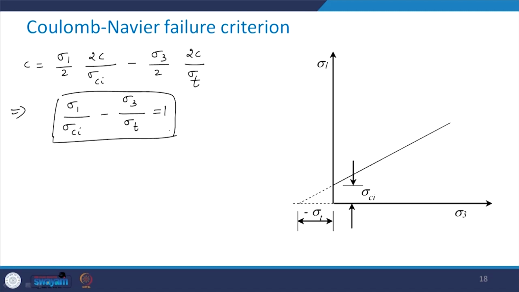And this is what has been plotted in this figure, which is a plot between sigma 1 and sigma 3. On the sigma 1 axis, you have sigma Ci as the intercept and it is positive, and on the sigma 3 axis, you have sigma t as the intercept, which has a negative sign. So this is how the derivation of the Coulomb-Navier failure criterion can be done.